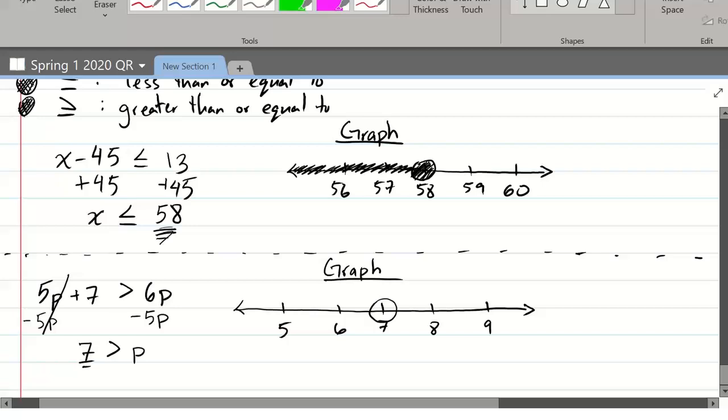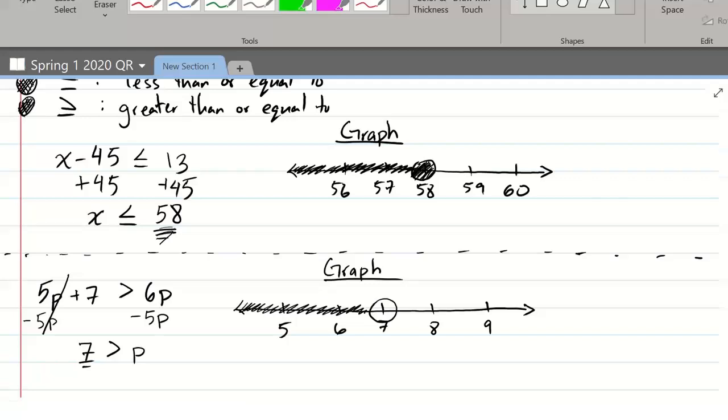Now we look at p. 7 is greater than p, right? So that means p has to be everything less than 7, since 7 is bigger than p. So that means we have to shade in everything again to the left-hand side. 7 is greater than p. That means p has to be everything less than 7. Think of it that way.